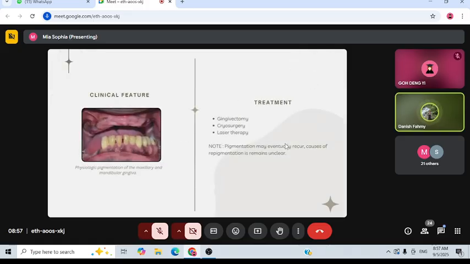This is the example picture of physiologic pigmentation, and for the treatment, we can do a gingivectomy, cryosurgery, or laser therapy. Note that pigmentation may eventually recur. The cause of repigmentation remains unclear.